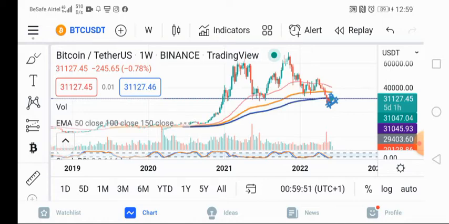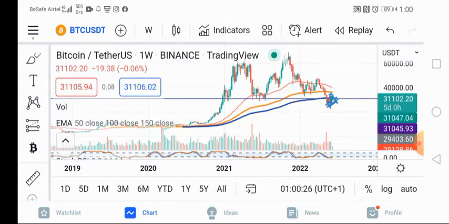If you look at this moving average, I have the 50, 100 and 150 day moving average. A moving average is basically a summary of what has happened within the past days. The 50-day moving average, what happened within 50 days, 100 days within 100 days, and 150 days within 150 days. So basically I use the 50, 100 and 150.